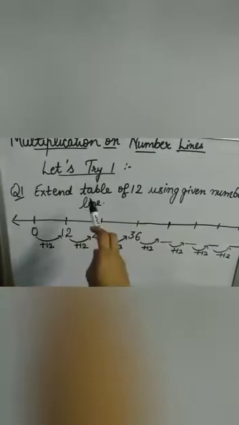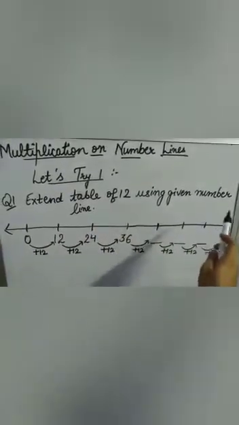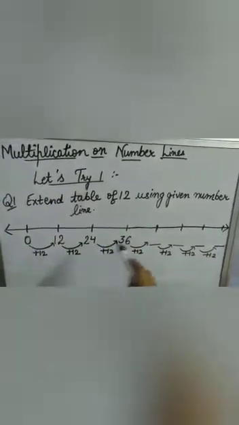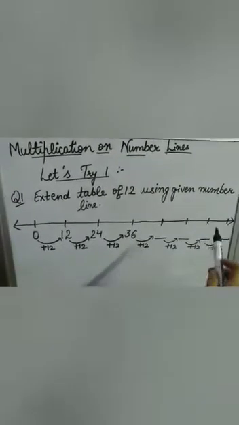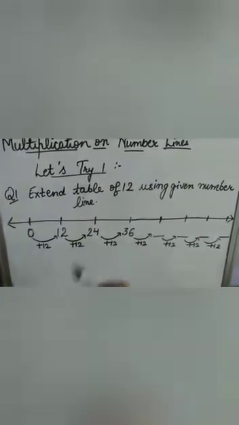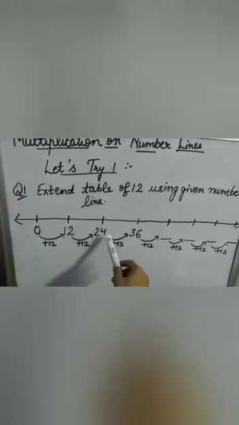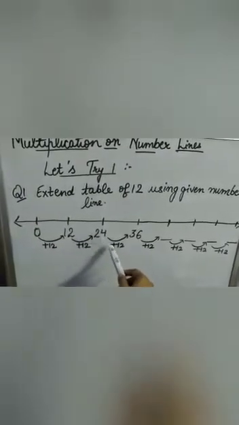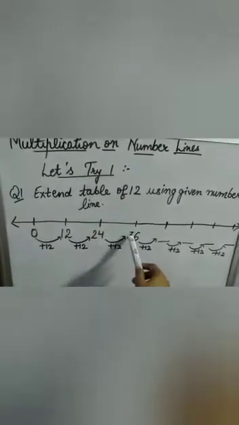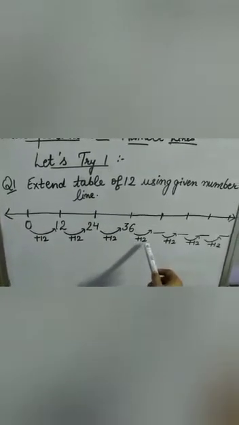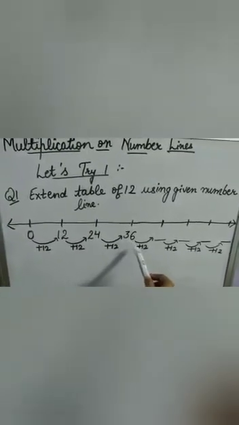So let us do question number 1 of your exercise. Your question number 1 is extend the table of 12 using the given number line. Now this number line is given to you. So you have to form the table of 12. First they have told you that 0 plus 12 is 12. Then 12 plus 12 is 24. Then 24 plus 12 is 36. Then 36 plus 12 is, now you have to add here 36 plus 12.